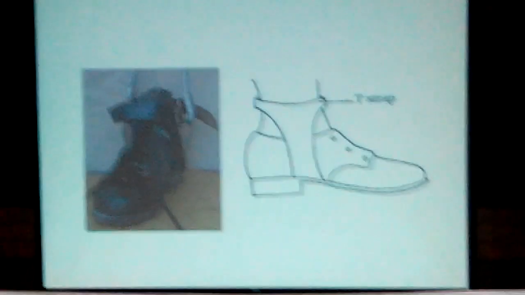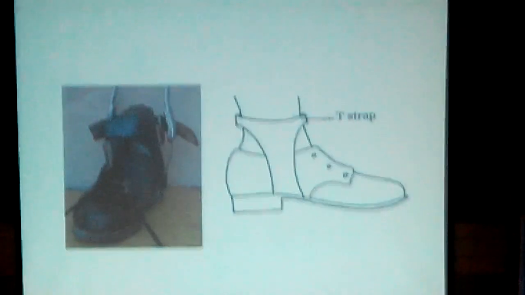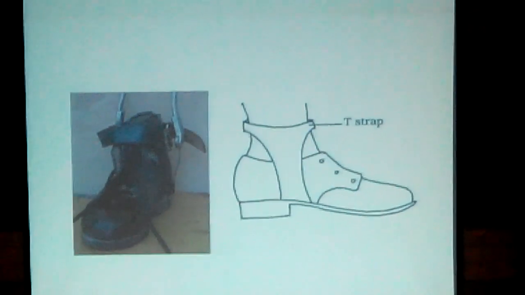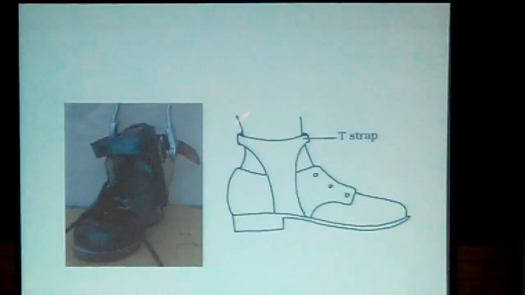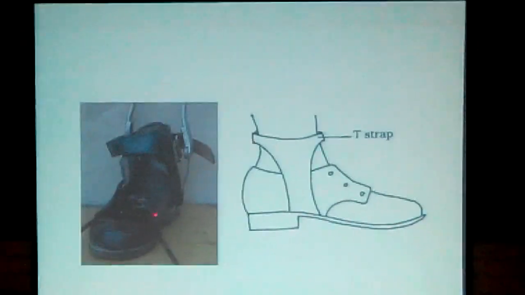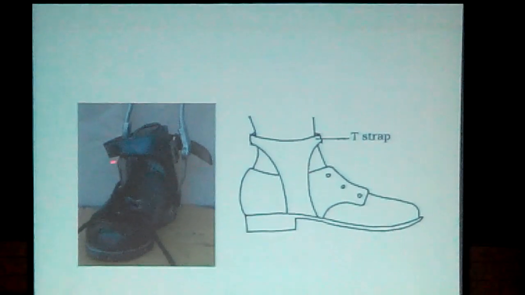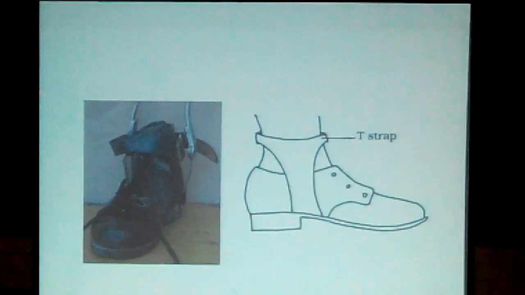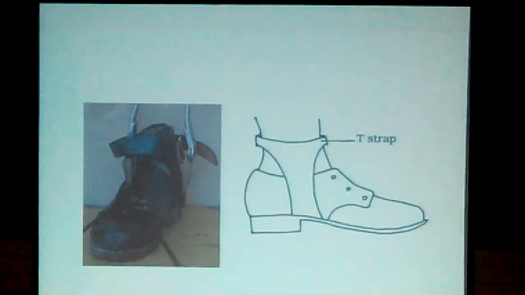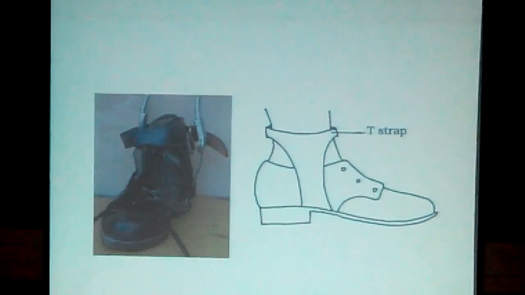as a T-strap. A T-strap is given, say for example, I have the shoe. If I give a T-strap here, and I tighten this around the bar, see this, the T-strap is coming from here and it is tightening around this. What will this tightening do? It will take this foot into inversion. Okay? If this were on the outside, it will take it into eversion.